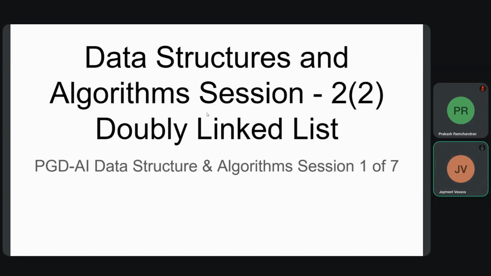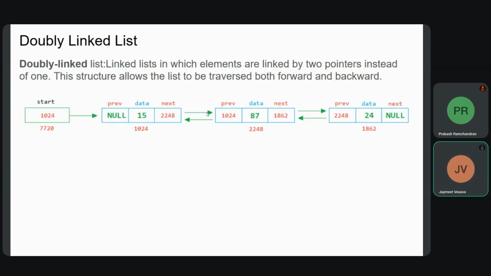So first, let's discuss a bit about the doubly linked list and what it is. A doubly linked list is one in which elements are linked by 2 pointers instead of 1. The structure allows the list to be traversed both in forward and backward direction. As you remember, in the singly linked list, we only traverse from head to tail direction, and we used only one pointer, which is the next pointer. In a doubly linked list, we have more flexibility compared to a singly linked list.